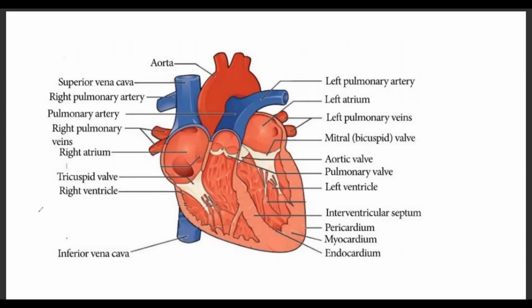So how many chambers are there? There are 4 chambers, right? 2 upper atria and 2 lower ventricles. Now ventricles, they have to pump blood to where? They have to pump blood to the whole body. Then the right ventricle pumps blood to the pulmonary artery.